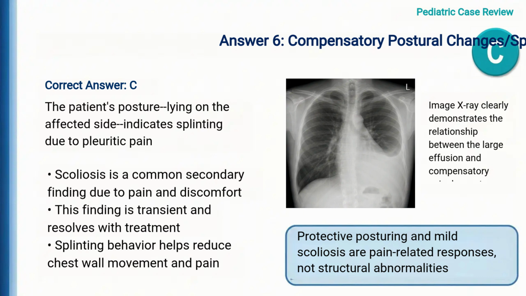This is an important clinical pearl. Do not misinterpret new-onset scoliosis in a febrile child as a primary spinal problem. Always evaluate for an underlying pleural or pulmonary cause. Protective posturing and pain-related scoliosis together are reliable signs of pleuritic chest pain.